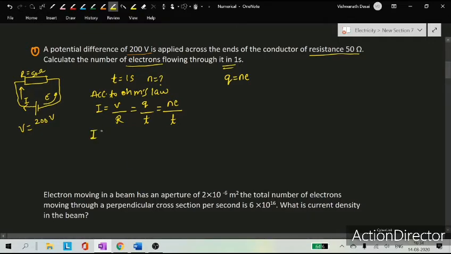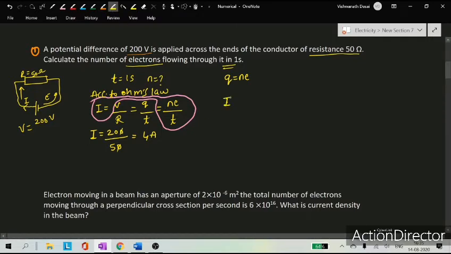So first I can calculate I is equal to V by R. The value of V which is given is 200, divided by the R value which is 50. So you calculate it and the value of current you are going to get is 4 amps. Not only one method, many methods are there to use. So first part got over. Next, I'm using this other part to calculate the number of electrons.